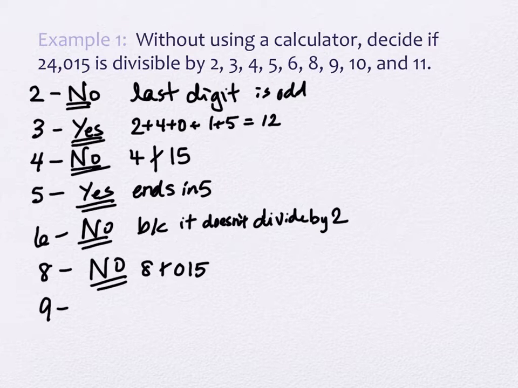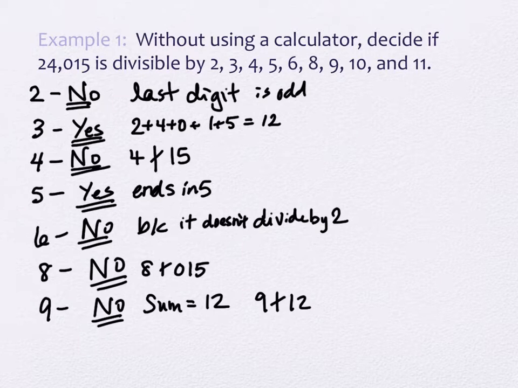9. No, why not? Because it goes back to when the sum has to be divided by 9, and 12 is not divided by 9. Right, so the sum was 12 and 9 does not divide 12. But up here, when the sum was 12, 3 does divide 12, right? So it's the same way, but you're testing it by the 3 or the 9. 10. No, why not? Right.